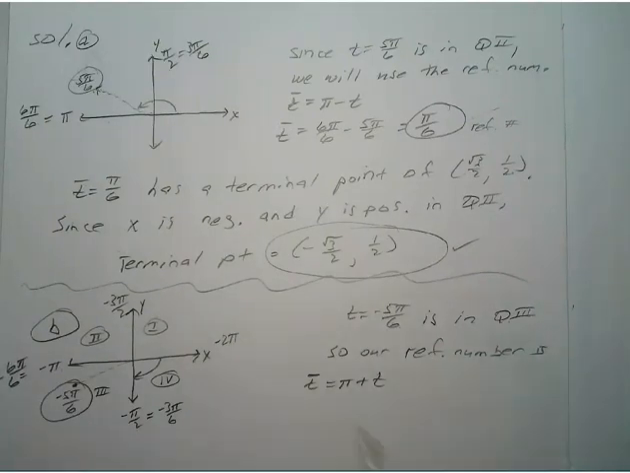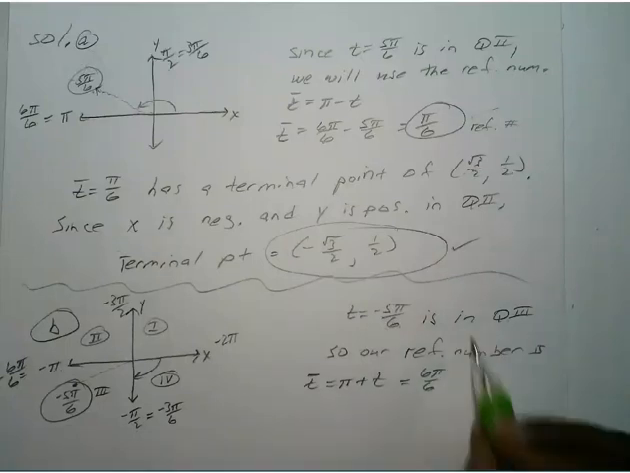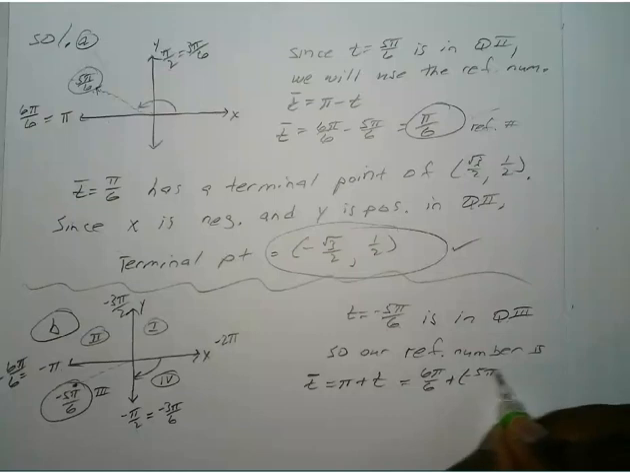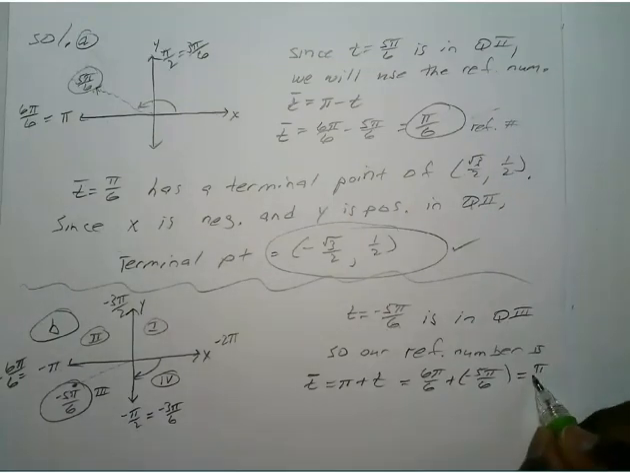Okay, so if we go ahead and solve this, pi, we can make that 6 pi over 6. So 6 pi over 6 plus negative 5 pi over 6. Now remember, if we were to use minus here, we would end up with 11 pi over 6, which really just would have made it more complicated. So that's why we use the plus here, because that's just minus. So that's pi over 6, which is your reference number.